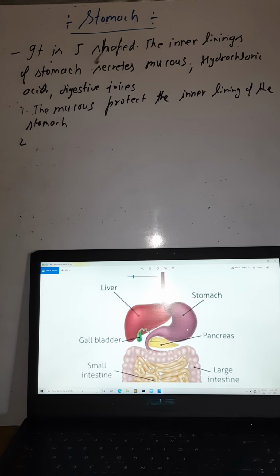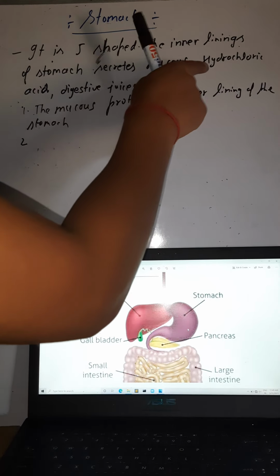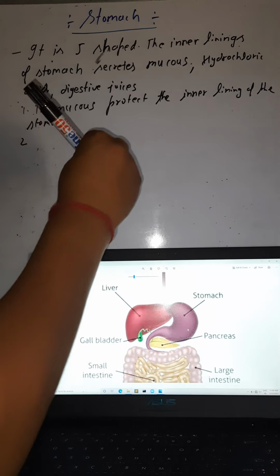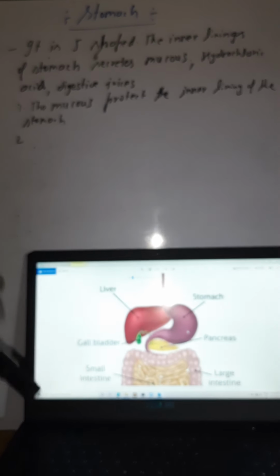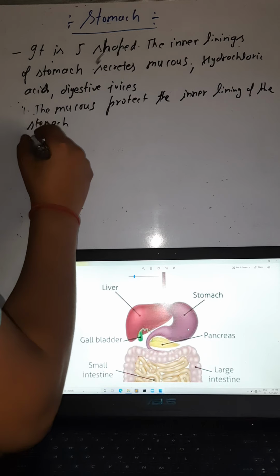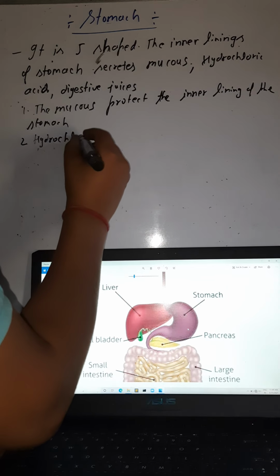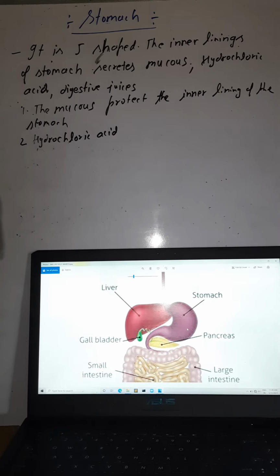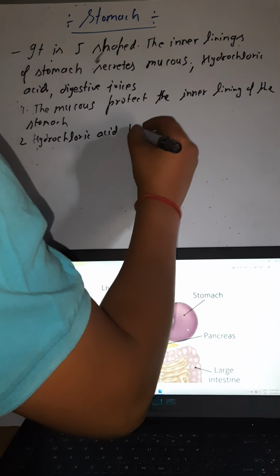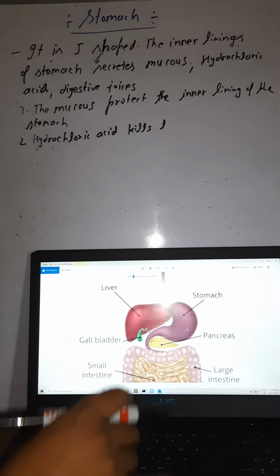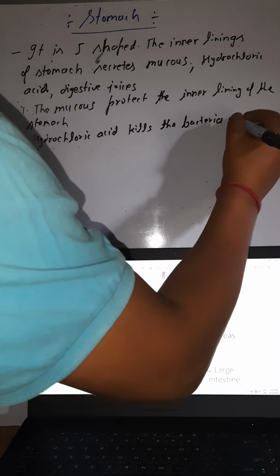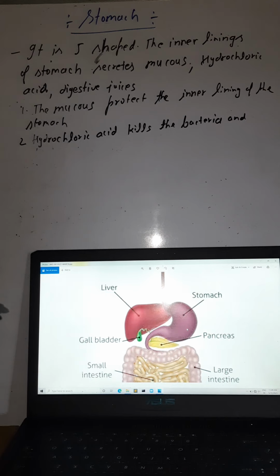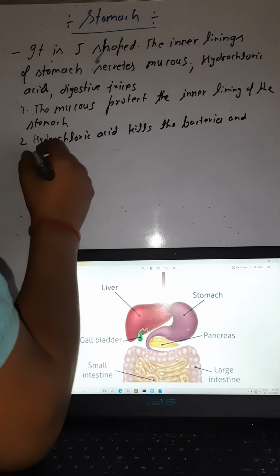Okay, so HCl kills bacteria and makes the medium acidic also, because HCl, that is hydrochloric acid, is acidic in nature. So it makes the food that is entering the stomach acidic. Okay, so that is the function of the hydrochloric acid. So I'm writing here: hydrochloric acid kills the bacteria and makes the medium acidic.